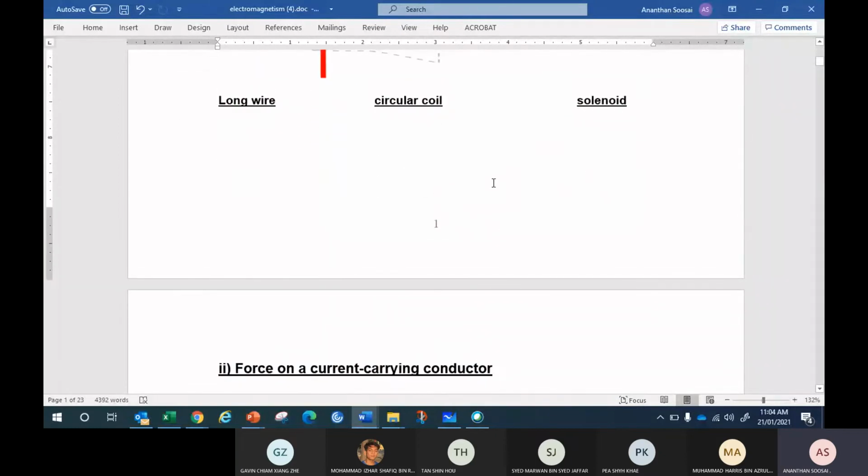Remember the three patterns of the magnetic field, mainly the solenoid, and the three ways to strengthen the solenoid magnetic field. How did you strengthen the solenoid magnetic field? Use more current, more number of turns per unit length, and place a soft iron core inside.